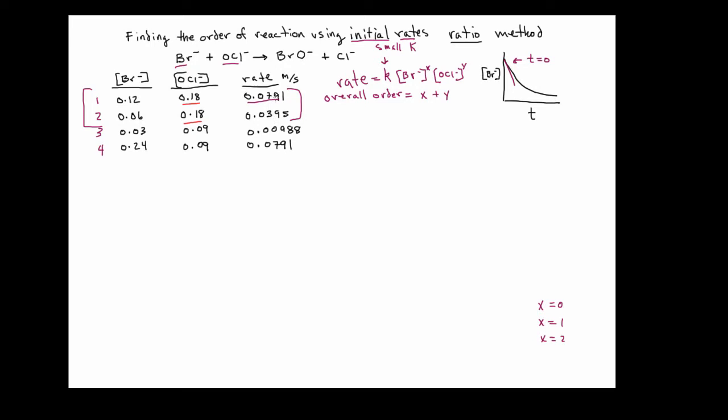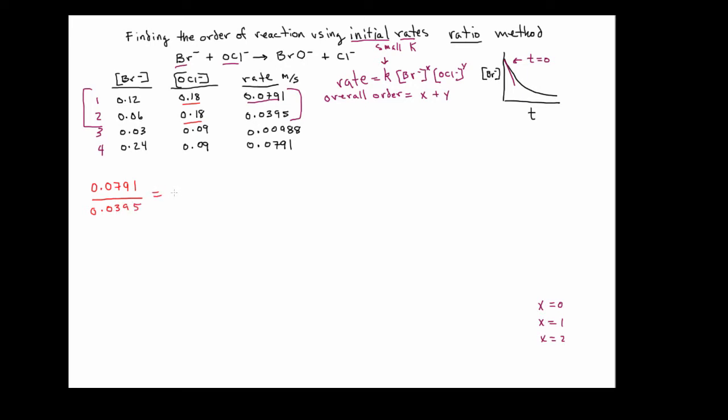All right, so what I'm going to do is set up a ratio, and I'm going to do that so that the bigger value is on top. So the rate of experiment number 1 will be in the numerator of this fraction here. Underneath it will be the rate from experiment number 2.